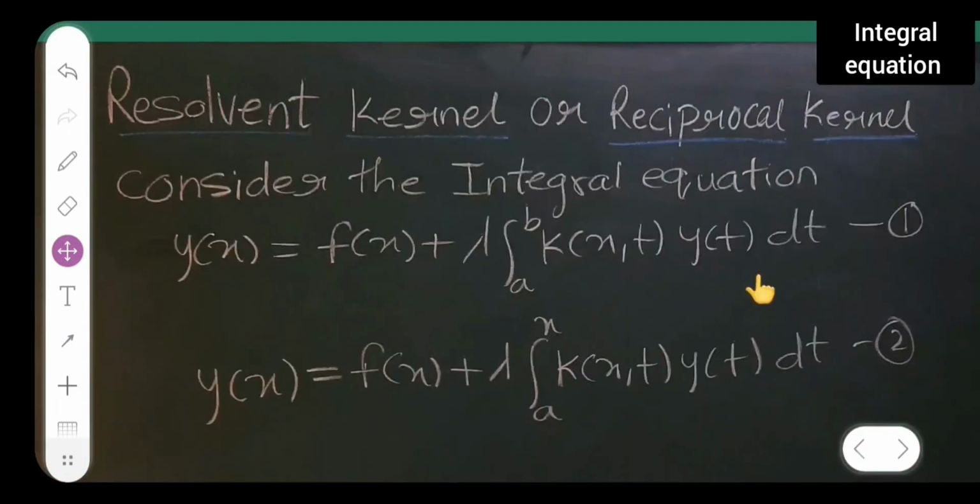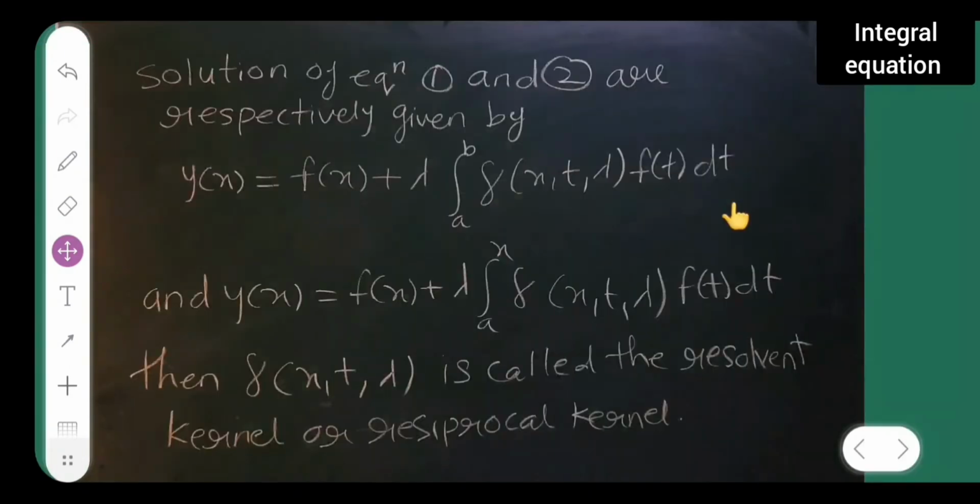For the first part I have done this. Now the second part is Volterra: y(x) = f(x) + λ ∫ from a to x Γ(x,t,λ) f(t) dt. Then this Γ(x,t,λ) is called the resolvent kernel or the reciprocal kernel. Is that clear? Please do this properly, and I will be solving one problem.